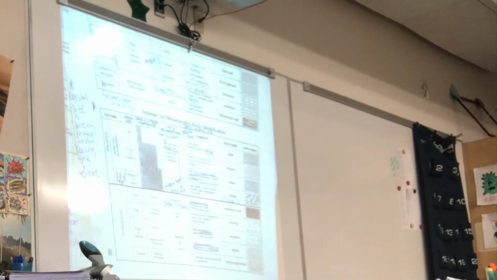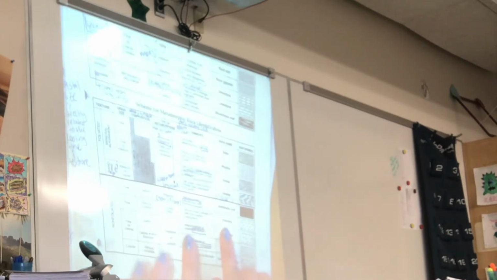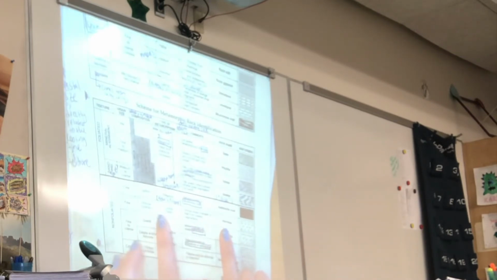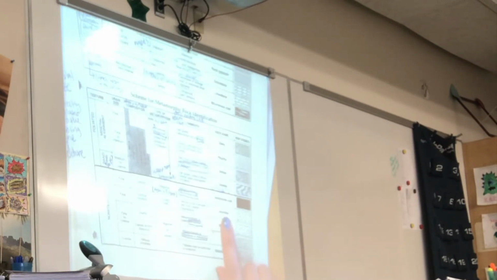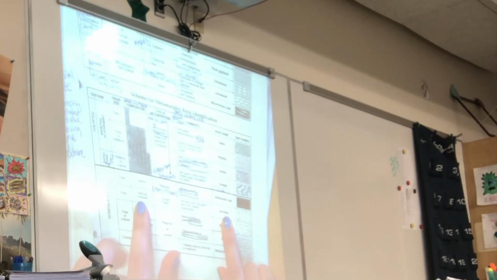Hornfels is kind of a nice go-to answer because it comes from anything. So contact metamorphism can always form hornfels. That's always an option. That's a nice trick to remember if you forget about the reference table. So when in doubt, hornfels, because it comes from various minerals.